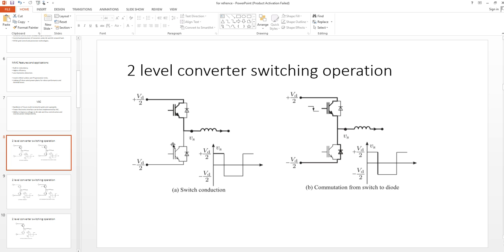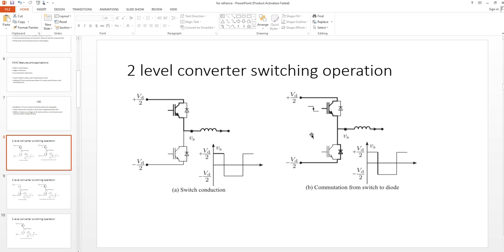But there are many disadvantages of using two level converters. If we are talking about high voltage DC transmission lines, the switches have to bear a very high voltage. If we are using a two level converter, it cannot bear such high voltages across its terminals. So two level converters are not used in high voltage DC transmission lines.